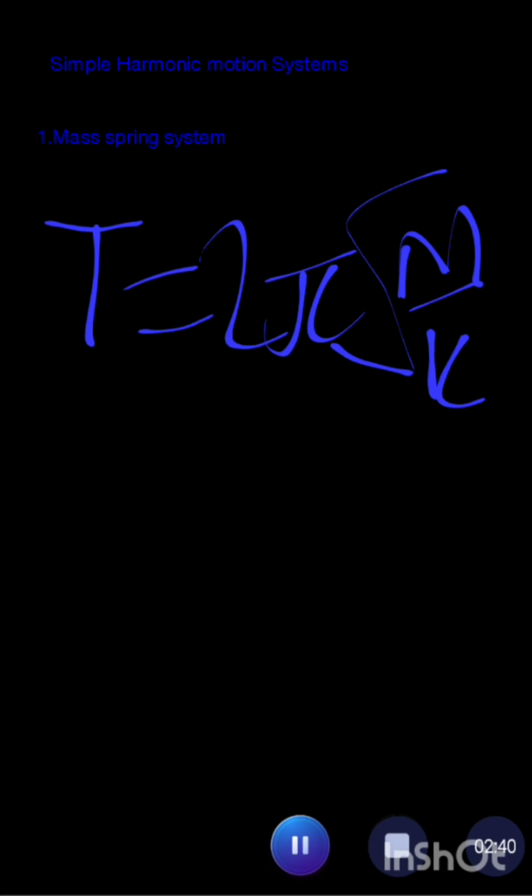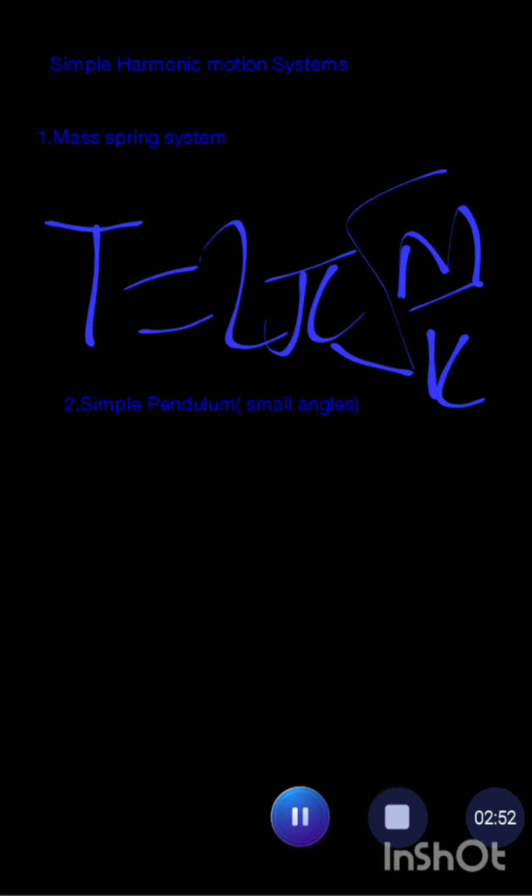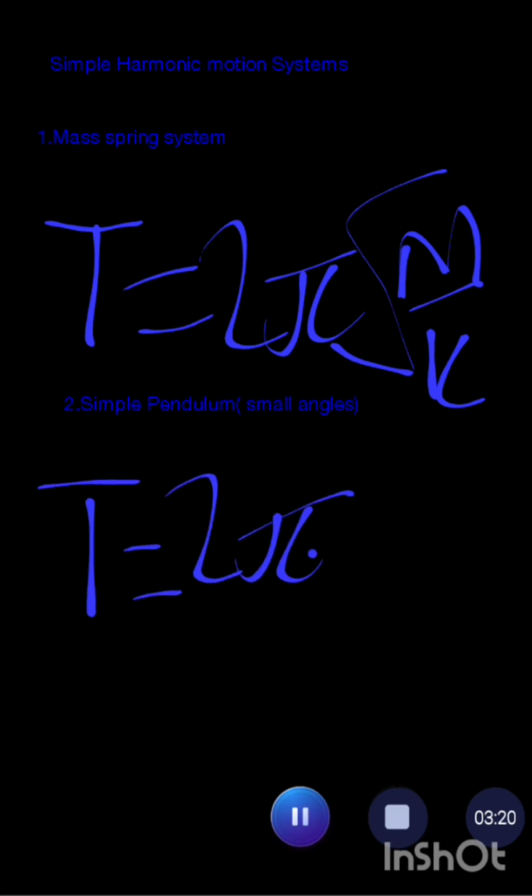The second one is the simple pendulum system, for small angles. For this one, the formula we are going to be using is similar to the one for the mass spring system. The only difference is in the square root: instead of mass over k, it's going to be length over gravity, which means it depends on length and what? The length of the string and the gravity. So we are going to have T is equal to 2 pi square root L over g.